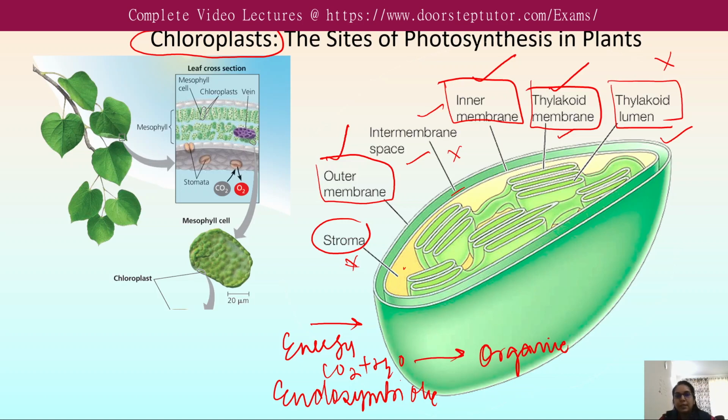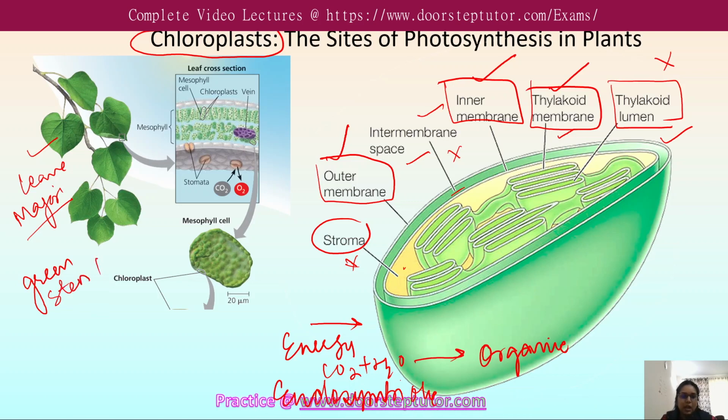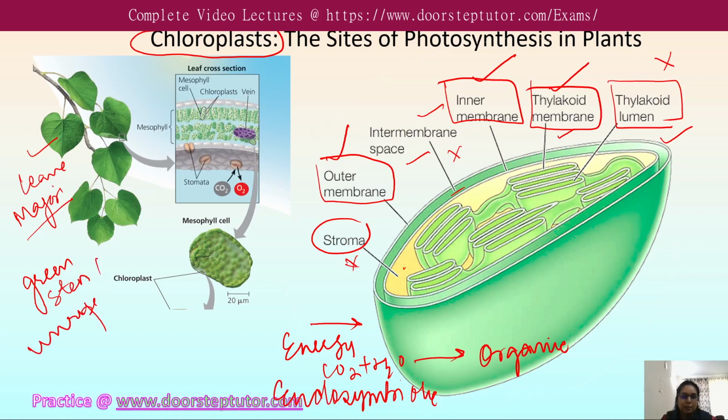And the chloroplasts are basically present in the green parts of the plant, with the leaves being the major site of photosynthesis, where the major part of the chlorophyll is present, and they may be found in any green part. They can be present in the green stem, and sometimes in unripened fruits also, which are green in color. So these chlorophylls are present in all of these parts, but the majority is present in the leaves.